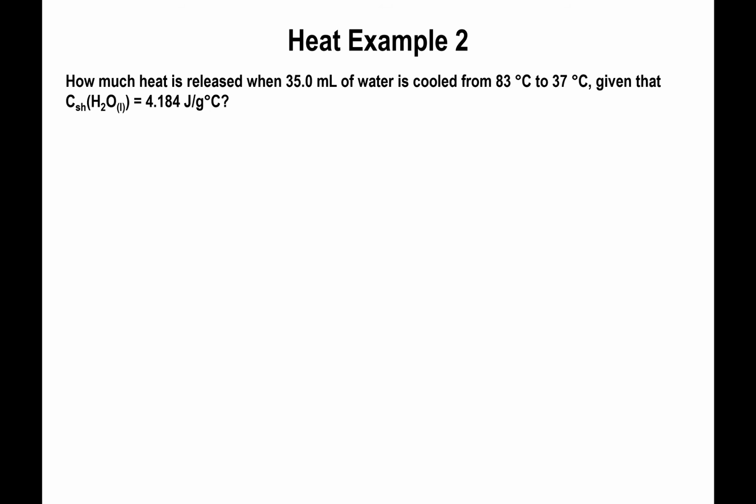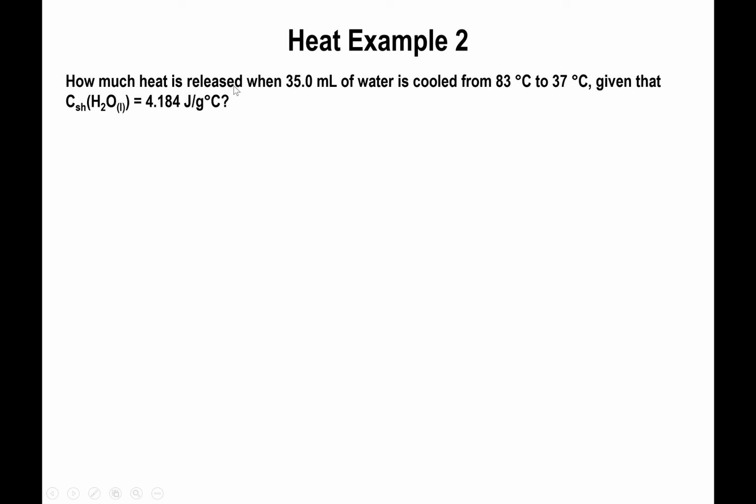Alright, so I'm pointing that out because in the next example, we're going to be doing the opposite. We're going to start with 35 mLs of water and want to cool down the water from 83 degrees Celsius down to 37. And since this is water, we're still dealing with 4.184 joules per gram degrees Celsius as the heat capacity. So we're going to calculate the amount of heat released.